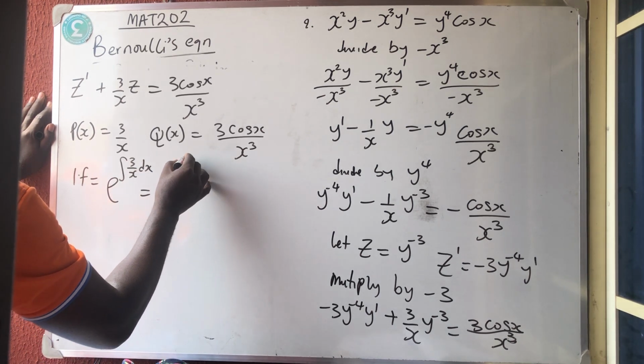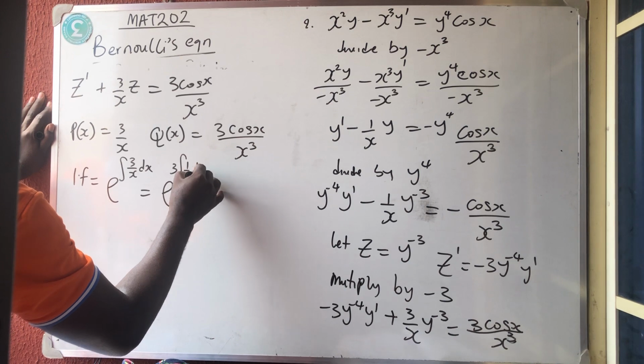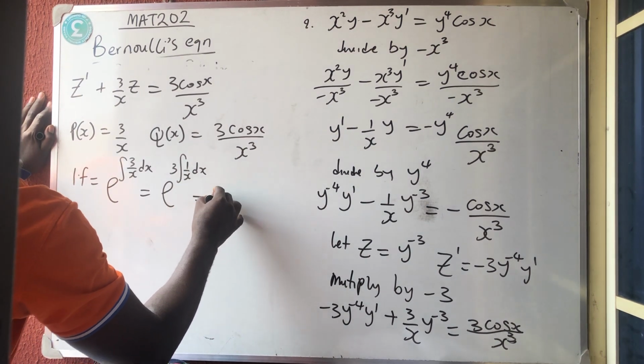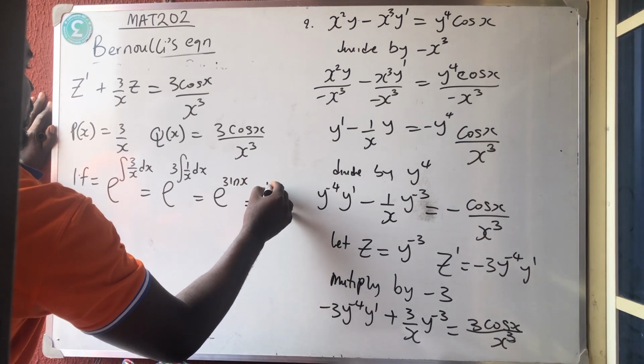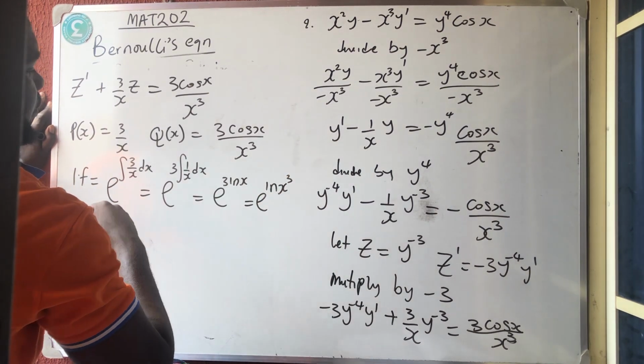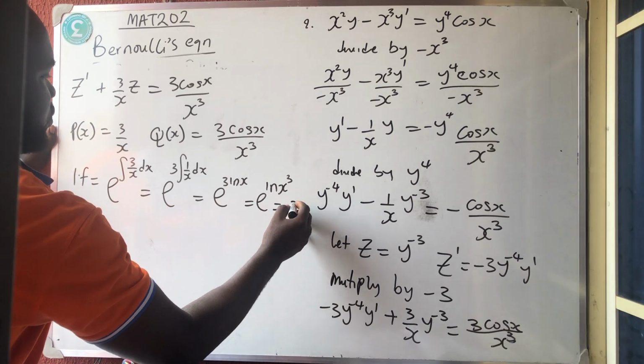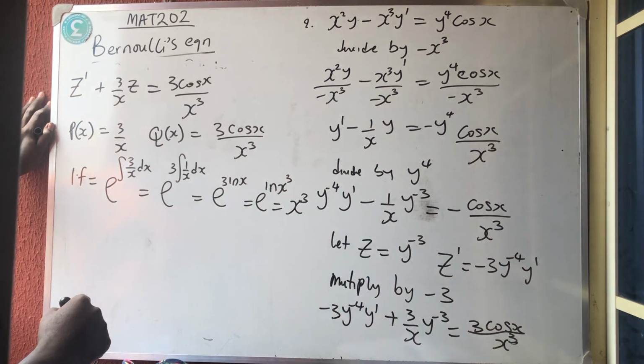Which is e raised to power 3 times the integral of 1 over x dx. Which is equal to what? e raised to power 3 ln x. Which is what? e raised to power ln x raised to power 3. So exponential cancels this. So I'm left with x raised to power 3 as my integrating factor.